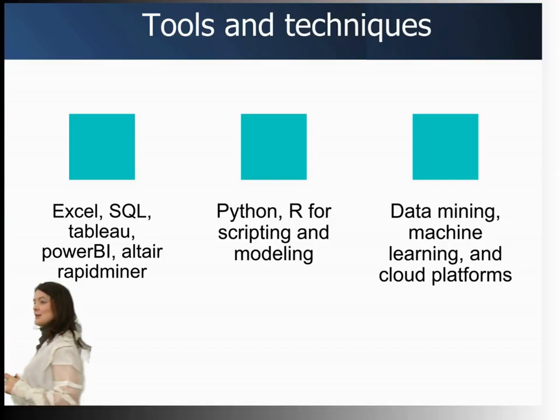The third category covers advanced techniques such as data mining, machine learning, and cloud platforms. Data mining helps discover hidden patterns and relationships within data, while machine learning enables systems to learn from data and make predictions automatically. Cloud platforms such as Microsoft Azure, AWS, and Google Cloud provide scalable infrastructure for storing, processing, and analyzing massive amounts of data.